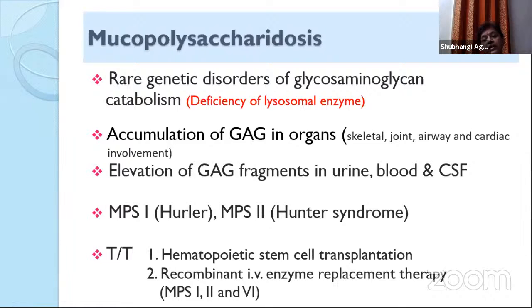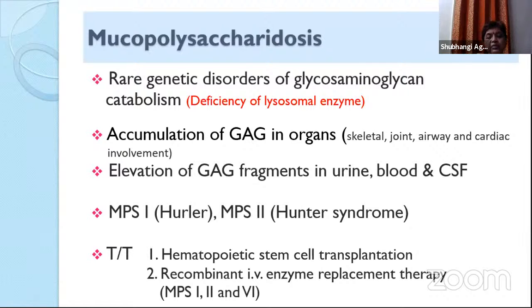The other syndromes are rare. We have many of them and with many subtypes. But these two are the common syndromes, that is Hurler syndrome and Hunter syndrome. The treatment in mucopolysaccharidosis, you can do hematopoietic stem cell transplantation, or recombinant enzyme replacement therapy is available for type 1, 2, and type 6 of mucopolysaccharidosis.